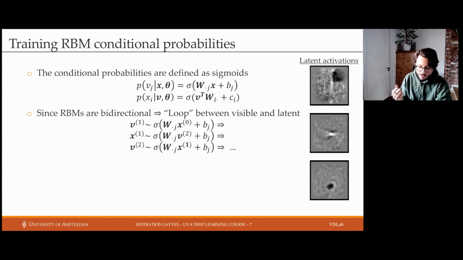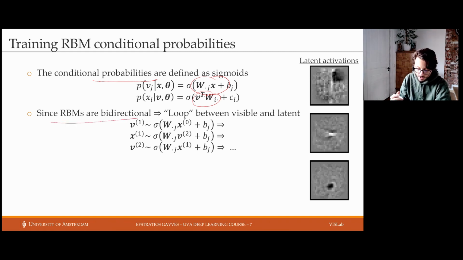What is missing now is how do we model the conditionals that we just described. The conditional probabilities are defined by sigmoid nonlinear activation functions. These receive as input the weights times the visible or the latent units, and these are Bernoulli probabilities from which we can sample our binary variables.